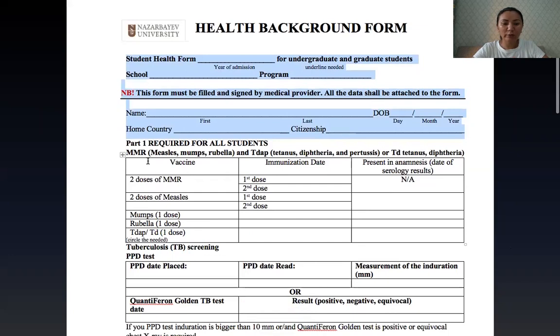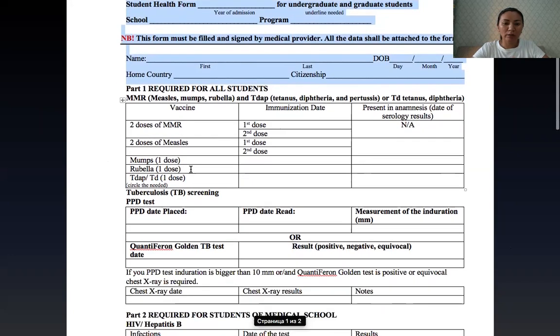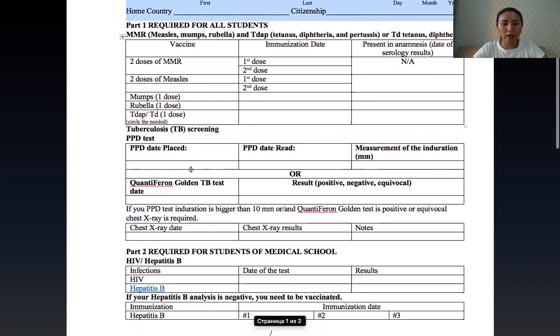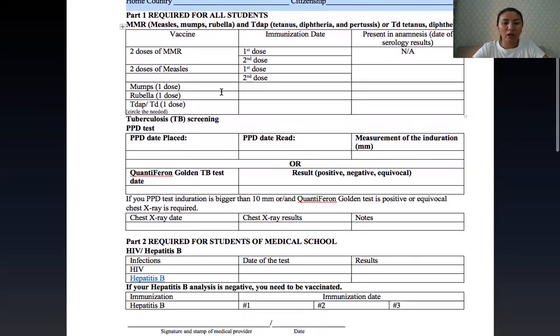Okay, let's go to part one. It's required for all students. Basically here, we are asking you to provide us with the details regarding the vaccination against measles, mumps, rubella, diphtheria, pertussis, and tetanus. And we also ask for the details about the TB screening. Okay, let me explain a bit more about the vaccination.